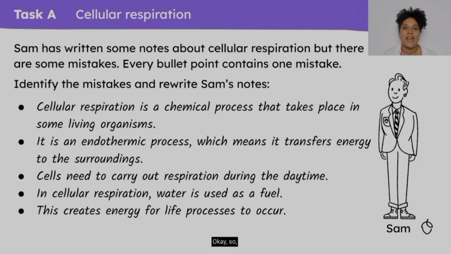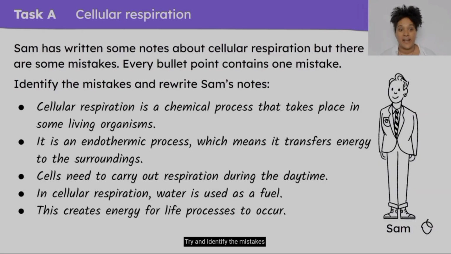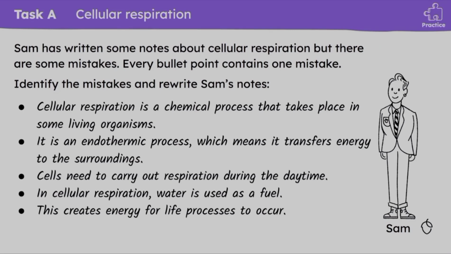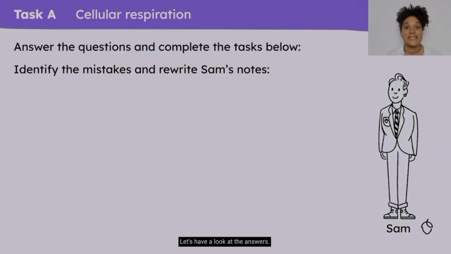Okay, so every single one of those bullet points has one mistake in it. Try and identify the mistakes and then rewrite the notes correctly. You'll need to pause the video now to give yourself enough time to do that. Click play when you're ready to see the answers. Good luck. Let's have a look at the answers.